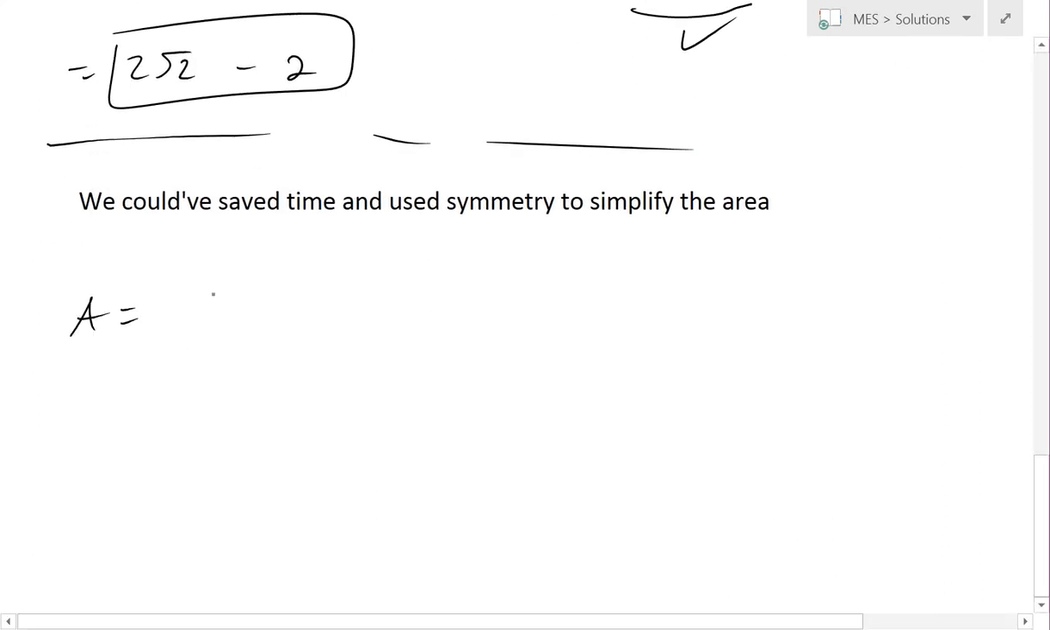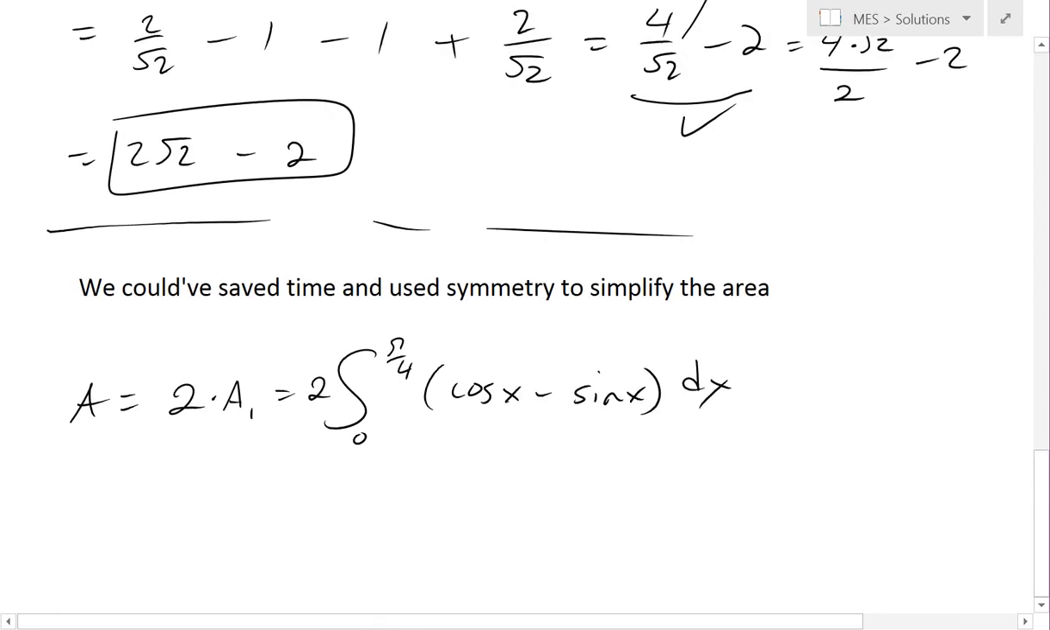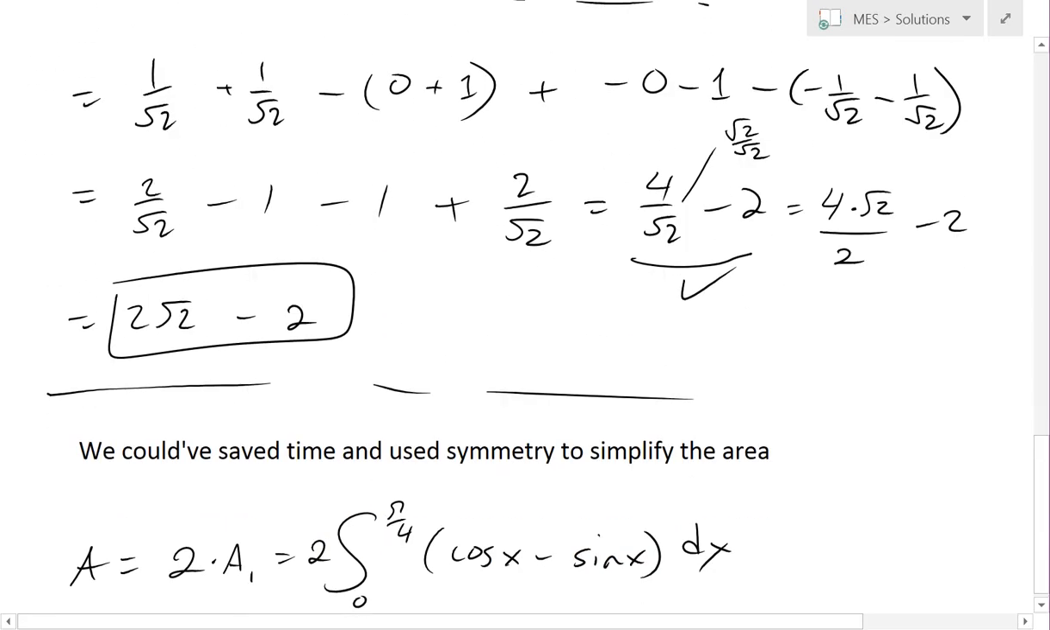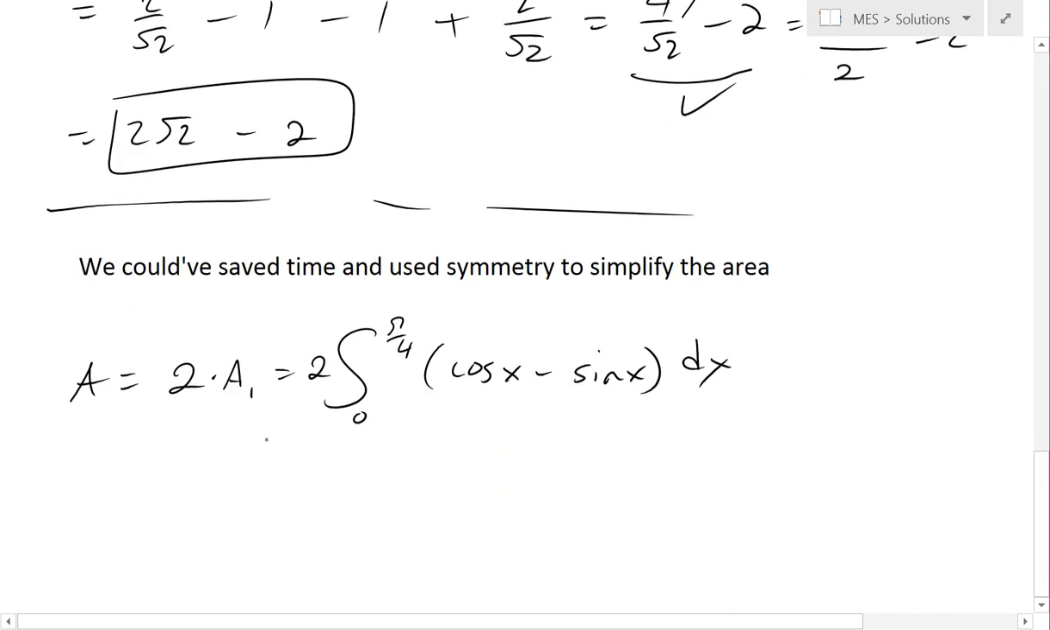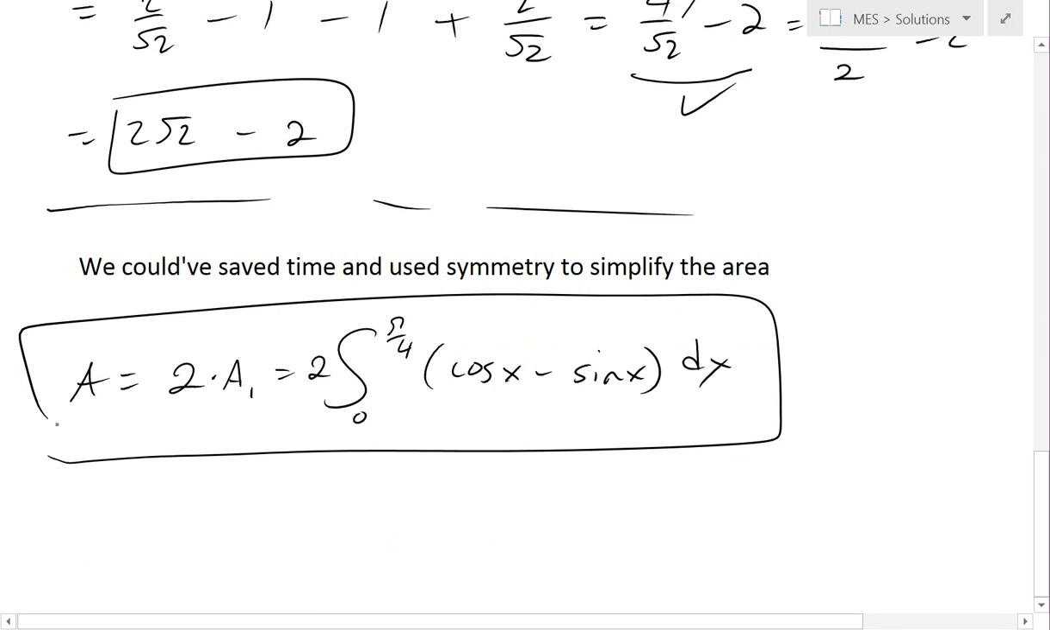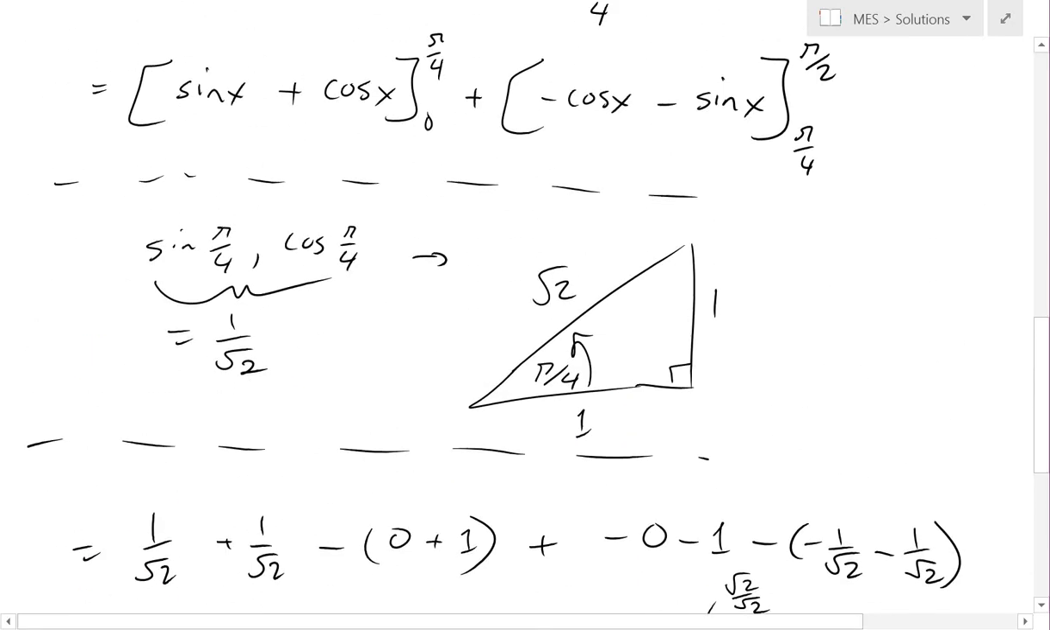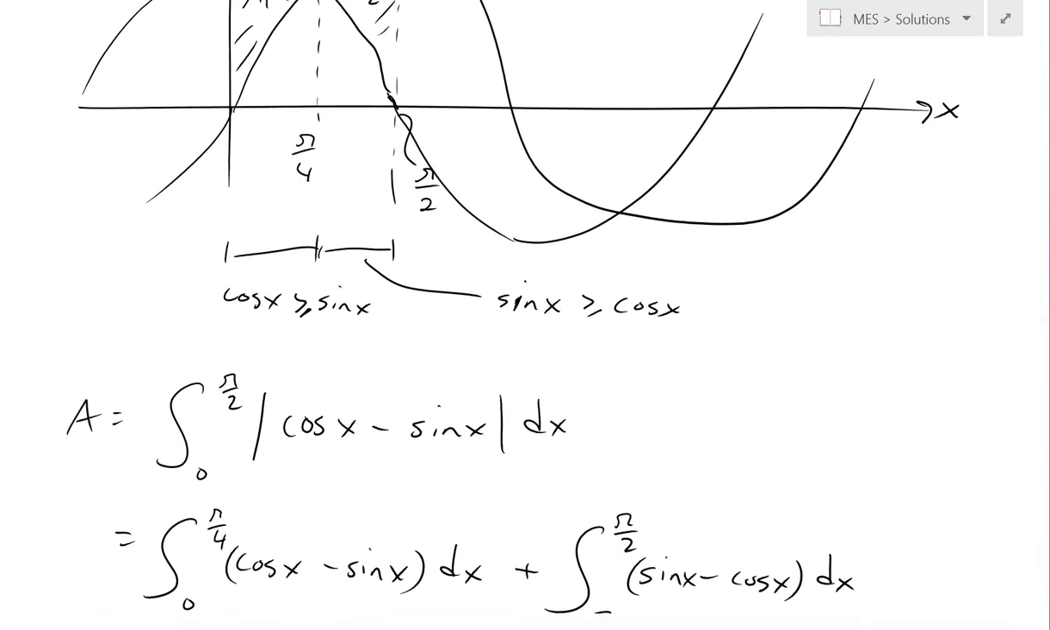So the area is equal to 2 times a1 or a2, and this just equals 2 times the integral from 0 to pi over 4, not pi over 2, this is just the halfway point, of cos of x minus sine of x dx, and we'll get square root 2 minus 1, and then times 2. So we could have simplified it by writing the equation out like this, and it would have been much easier. So it's always important to note any symmetry you find and try to simplify your functions.